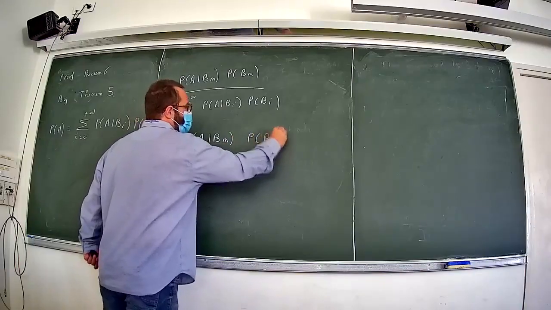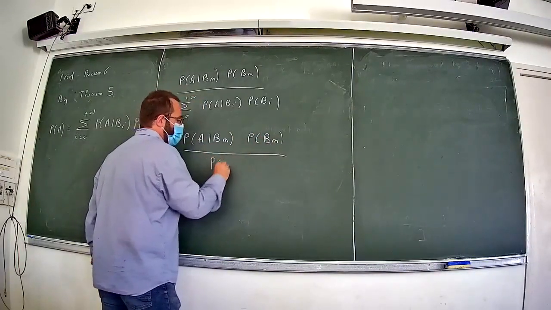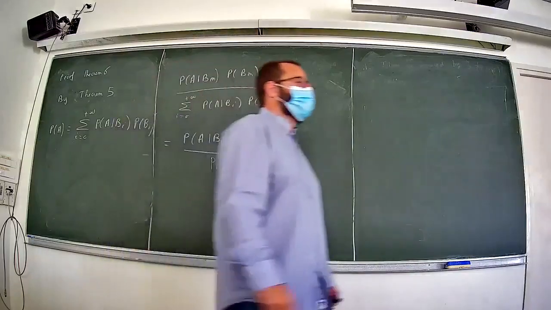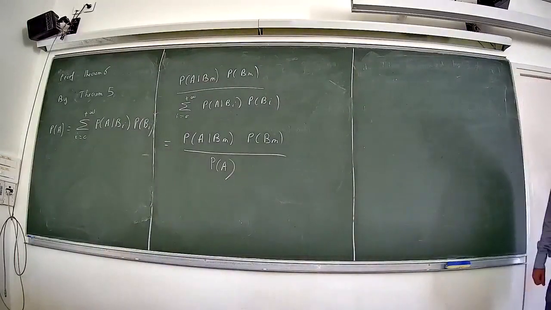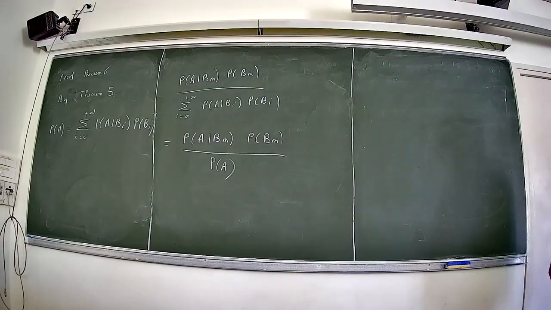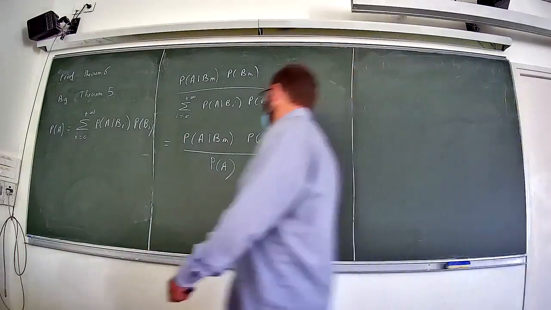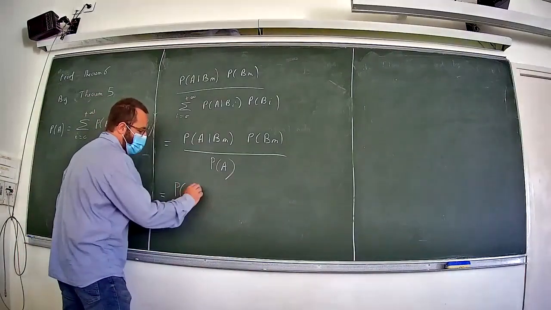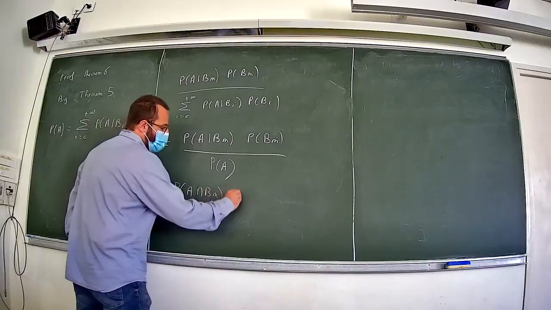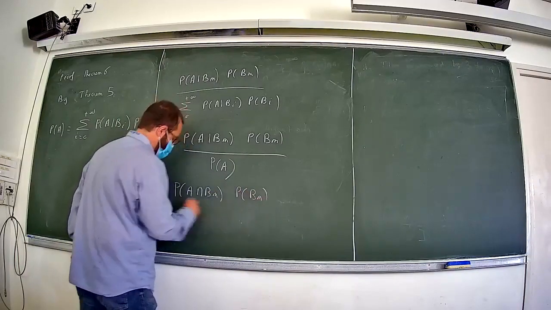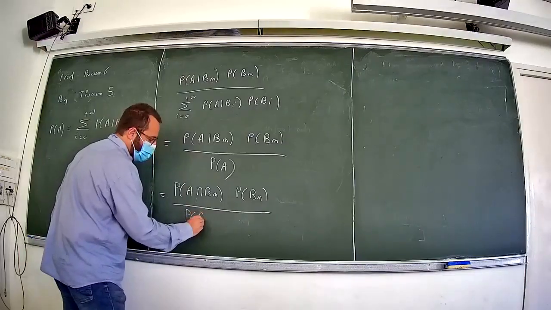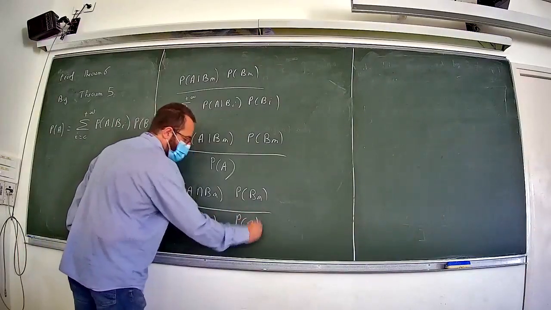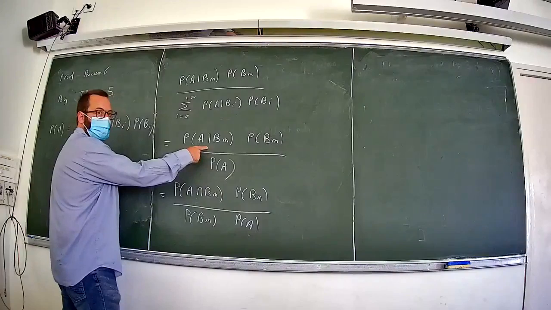So I have a big denominator that is in fact only P of A from theorem 5. And now how to conclude? By simply applying the definition of conditional probability. What is P of A given B? It is the probability of the intersection over the probability of Bn. So by definition of the conditional probability, I have P of A intersected with Bn multiplied by P of Bn divided by P of Bn times P of A. Here, I just use the definition of this one.